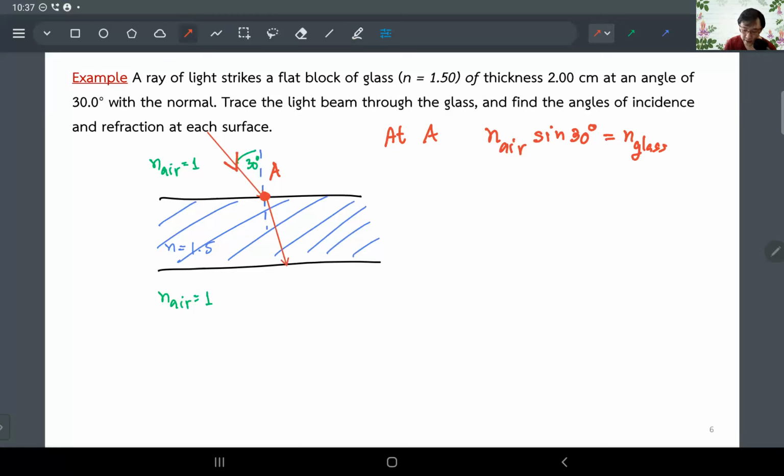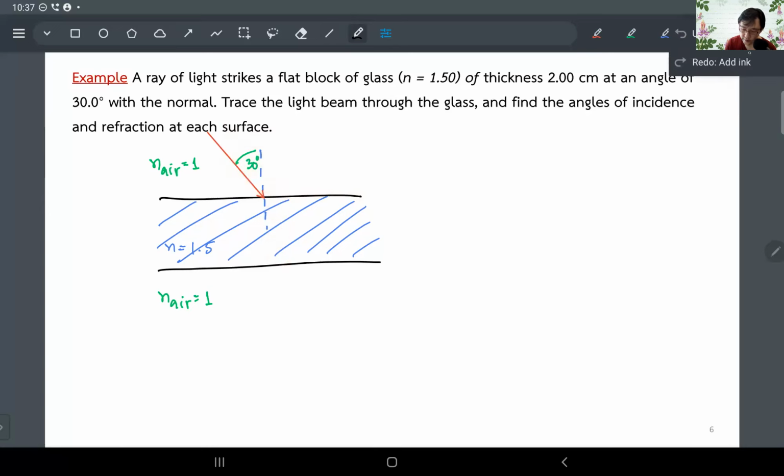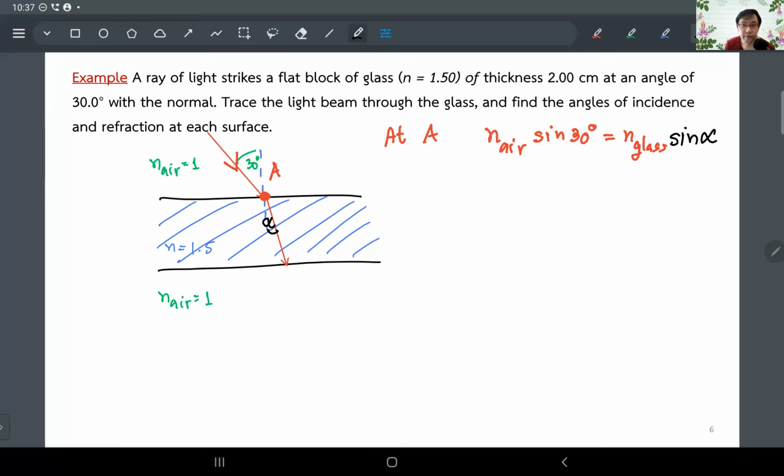I can call this angle theta. Actually, let me call this angle alpha, just to make it look different from theta. So I can put sine alpha right there. And then I can just plug in the values. In air n is 1, sine 30 is 1/2, in glass n is 1.5. So you should be able to calculate alpha by punching the calculator, and then you're done.